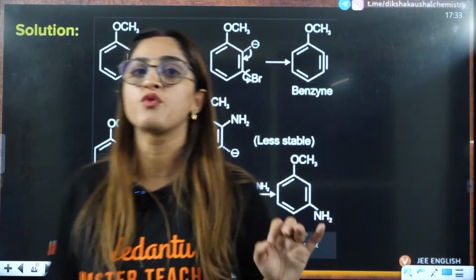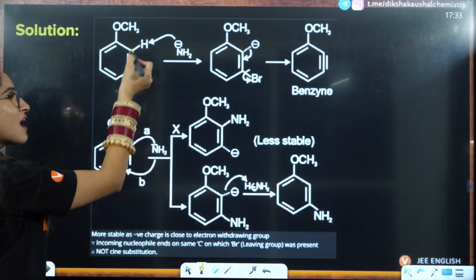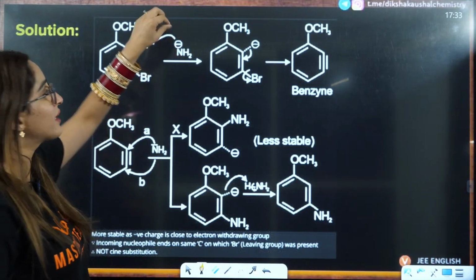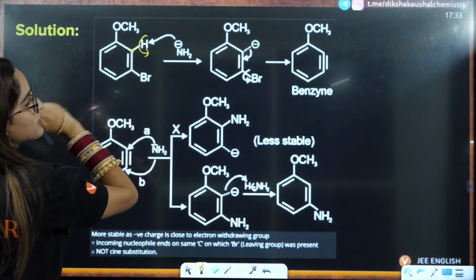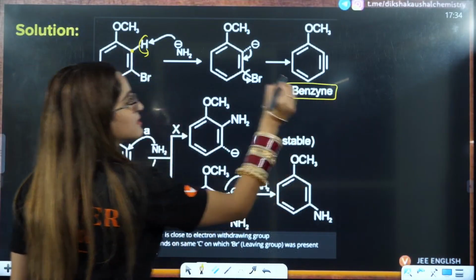That is why it is going to attack the alpha position corresponding to this. This hydrogen is not very acidic, but this is a very strong base. That is why it is going to eliminate this hydrogen here, and this bond will be shifted here, right? And hence you will have the formation of benzyne.